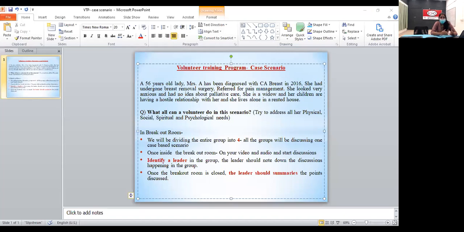Once in the group, make sure you identify a leader. A leader can note down all the points discussed by every participant and summarize the entire discussion once the breakout room is closed. So these are the general rules. Make sure you discuss throughout the 8 minutes and come up with whatever you as a volunteer can do for this Mrs. A, the lady. So try to address, like Babu sir said, her physical, social, spiritual, and psychological needs. Are there any doubts regarding it? You will be given 8 minutes. It will work on a timer. After 8 minutes, the room will be closed directly and we'll be back to the entire participants group.